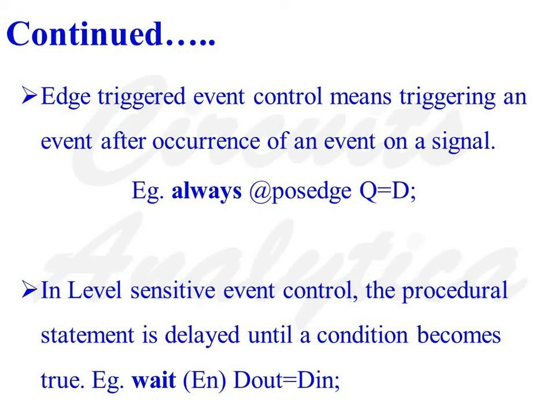In level-sensitive event control, the procedural statement is delayed until a condition becomes true. For example, wait (en) dout = din; This means wait until enable is equal to 1. If enable is equal to 1, then dout is equal to din.